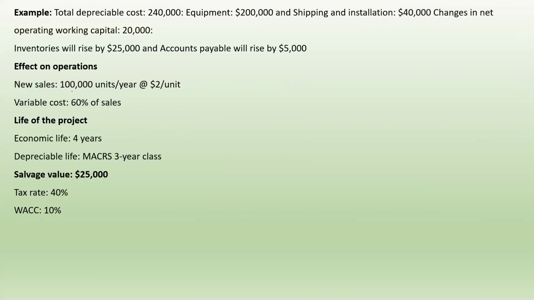Effect on operation: new sales is 100,000 units per year at $2 per unit. Variable cost is 60% of the sales. The life of the project is 4 years, but we will use the MACRS 3-year schedule. And the salvage value is 25,000, tax rate 40%, weighted average cost of capital 10%.